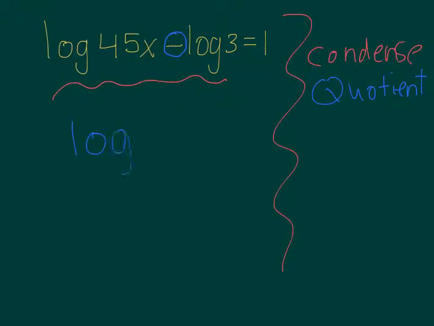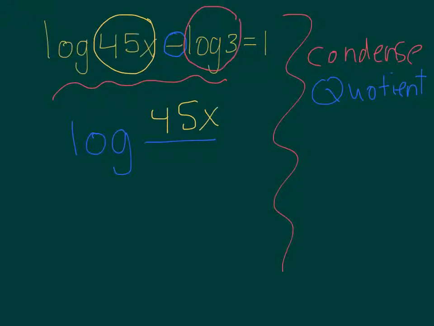So log, this is base 10, which we don't write. My numerator is 45x, and my denominator is the 3, is equal to 1.